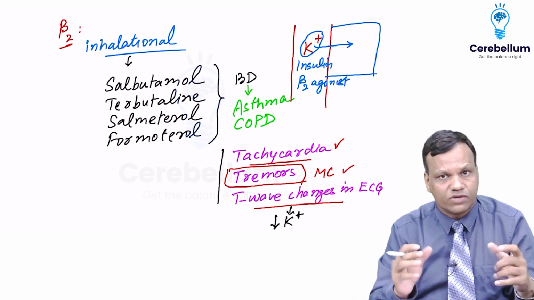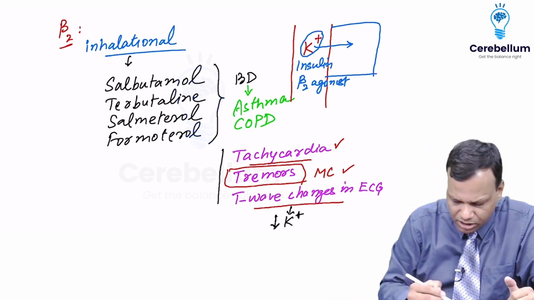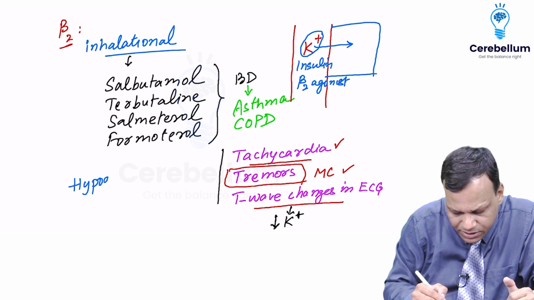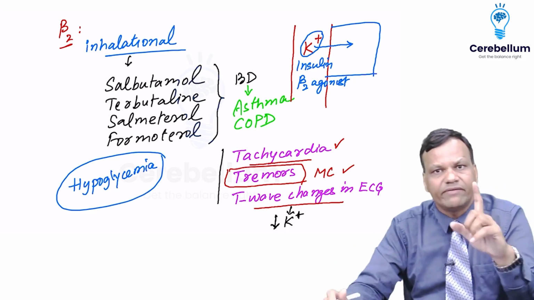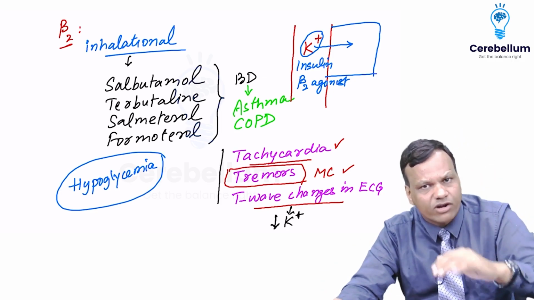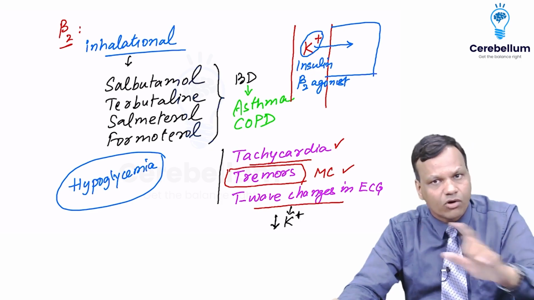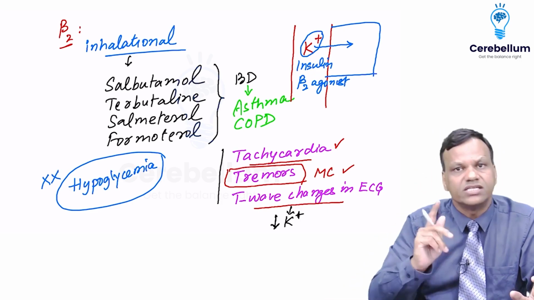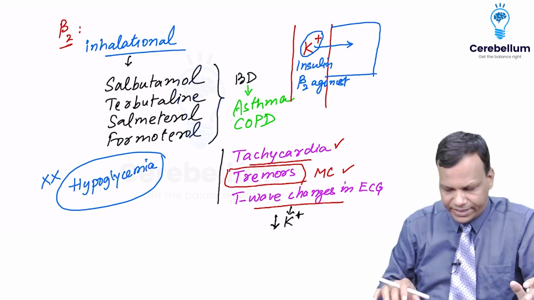But be very careful. In exam they ask the question, which of the following is not a side effect of beta 2 agonist, and the answer to that question is almost always hypoglycemia. Remember, what is the action of beta 2 in the liver? It increases blood sugar. So beta 2 agonists will never cause hypoglycemia. They can increase sugar, but they will never cause hypoglycemia. Okay, so that is about the salbutamol-like drugs.